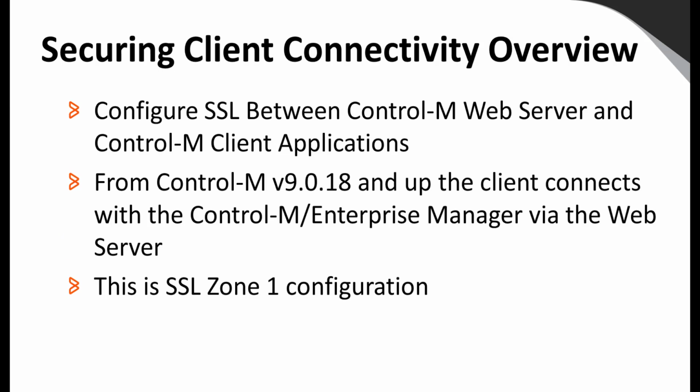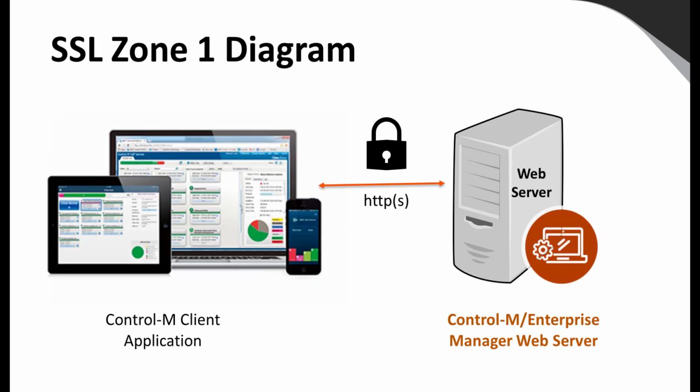Here's an overview of the process. We will configure SSL between the Control-M Enterprise Manager web server and Control-M client applications. Starting with Control-M version 9.18, the client will connect to the Enterprise Manager via this web server. Out of the three possible Control-M zone configurations, this is the SSL Zone 1 configuration. Here's a diagram showing this.